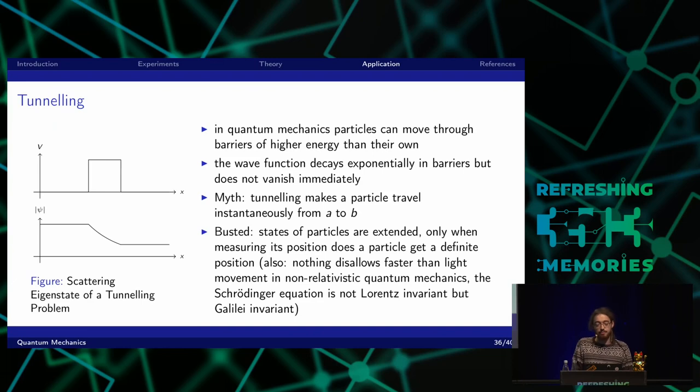And there's this myth that tunneling makes particles travel instantaneously from A to B, and even some real physicists believe it, but sorry, it's not true. The particle state is extended anyway, and defining how fast the particle travels is actually not a well-defined thing in deep quantum regimes. And also the Schrödinger equation is not relativistic, so there's nothing stopping your particle from flying around at 30 times the speed of light. It's just not in the theory.